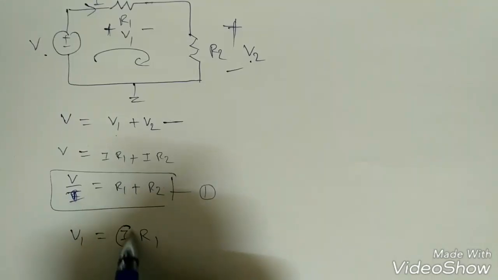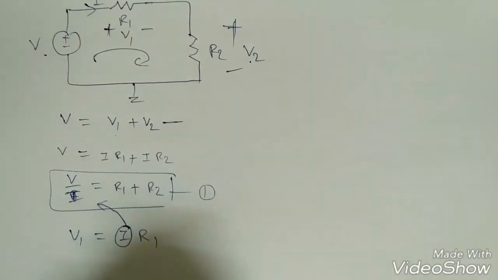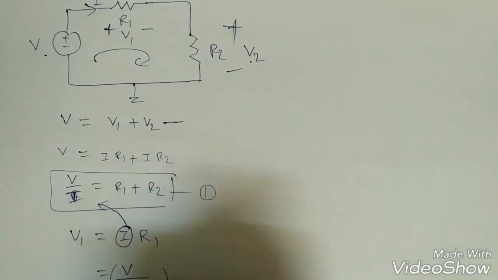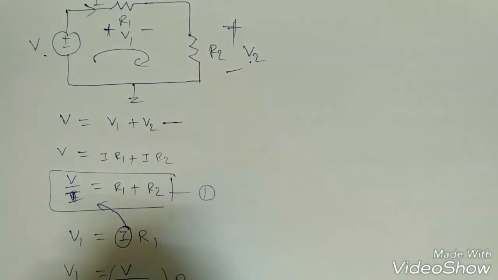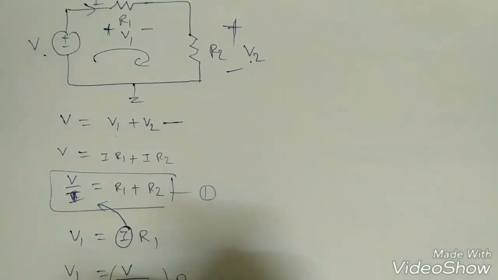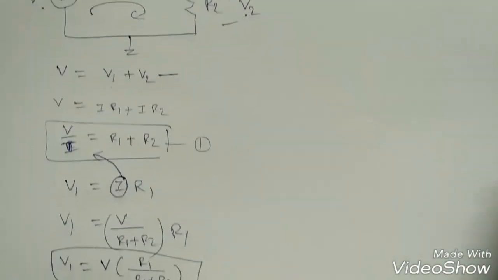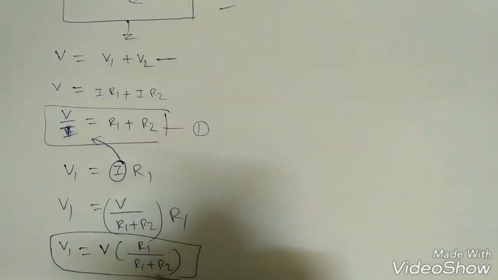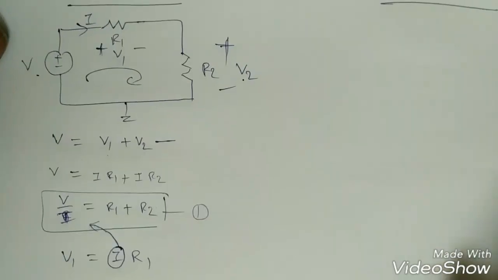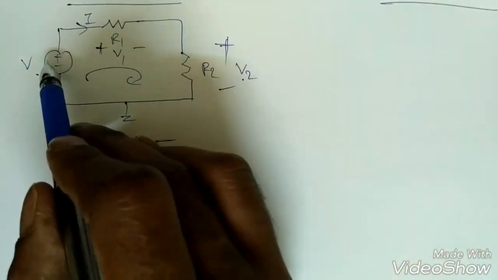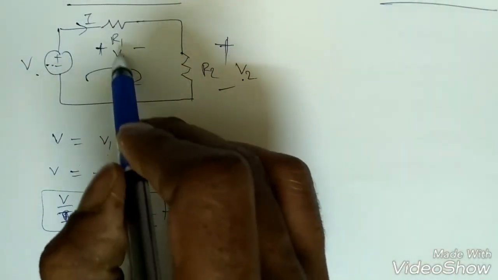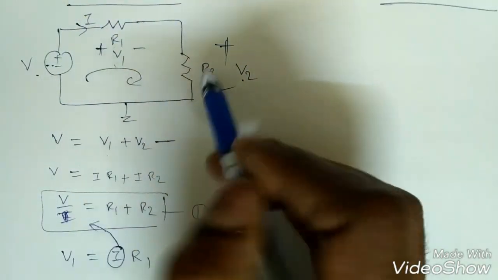But if you replace this I from this expression, what is I? I is equal to V by R1 plus R2, into R1, that is V1. So this is how to write V1: the voltage across the resistance R1 is equal to the main voltage into that resistance by the total resistance R1 plus R2. This is the voltage division rule. So V1 is equal to V into R1 by R1 plus R2. That is, the voltage across this resistance is equal to the main voltage into the resistance across this one by the total resistance R1 plus R2.